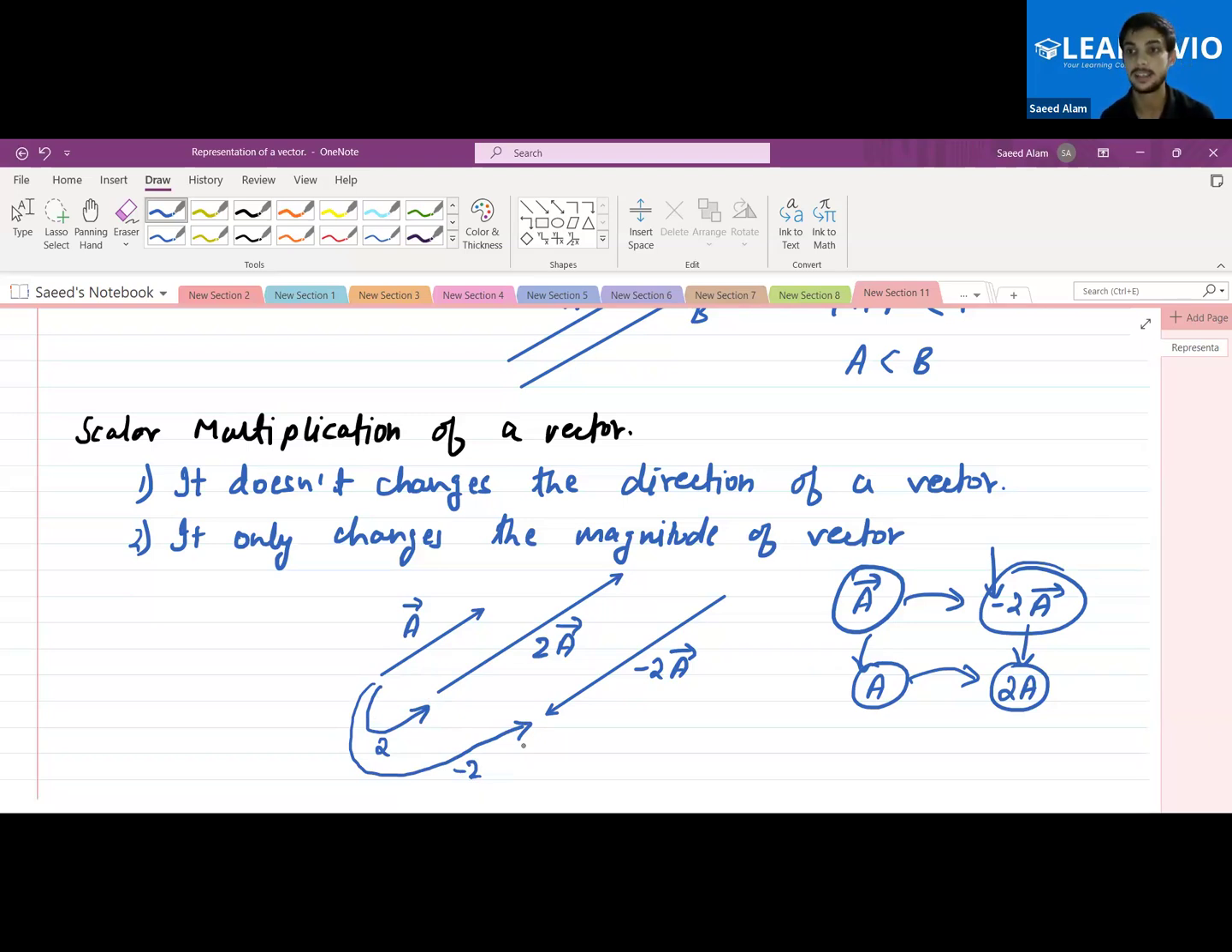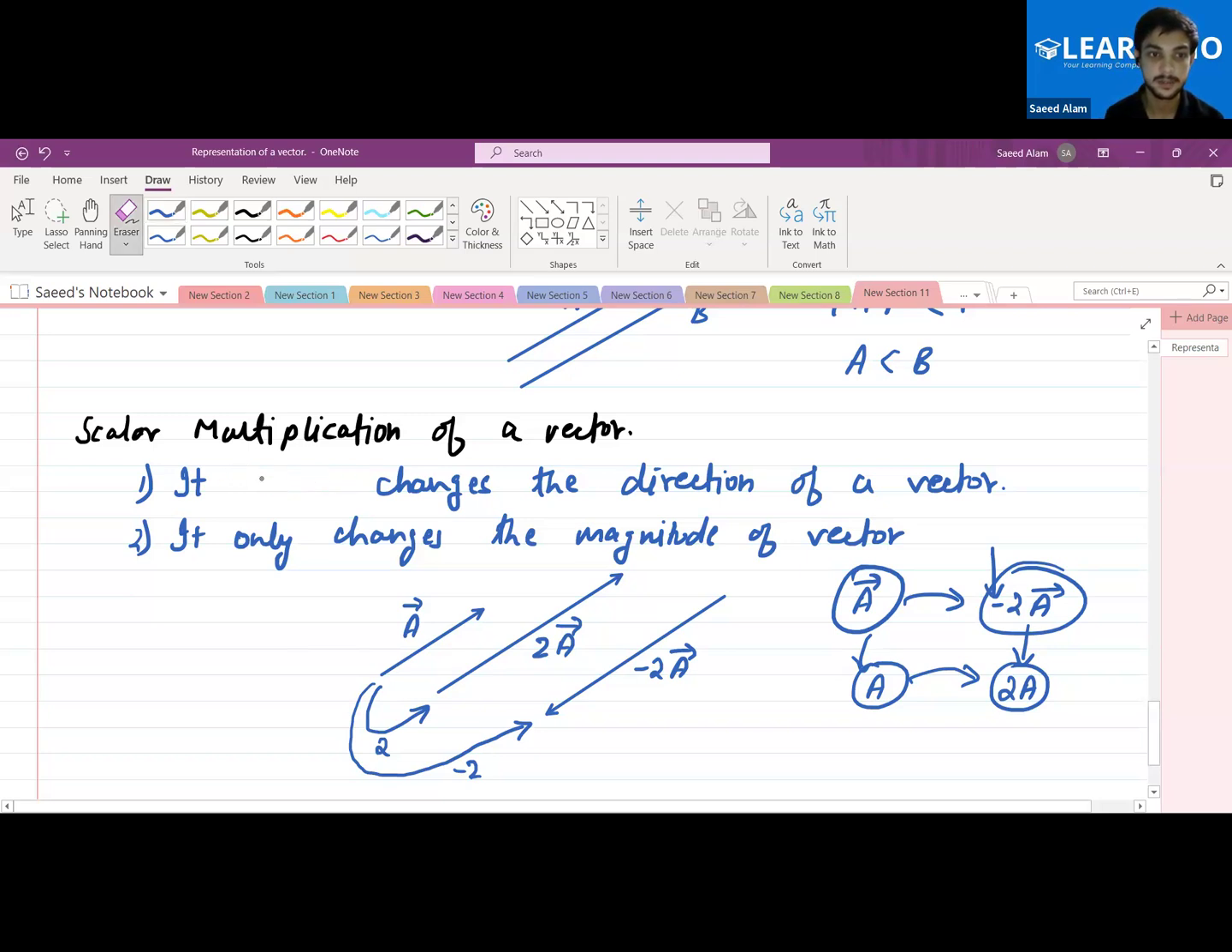So do you agree that on the basis of the selection of the scalar, we can change the direction as well? So the direction of the vector on doing the scalar multiplication can be changed, but it depends on what scalar we are choosing. If we are choosing a positive scalar, the direction will not change. But if we are choosing a negative scalar, that means the direction will change. Yes or no? Yes. So that means the first point which we had written here, that it does not change the direction of the vector, is this correct? This is not correct. The correct statement will be that it may change the direction of a vector.